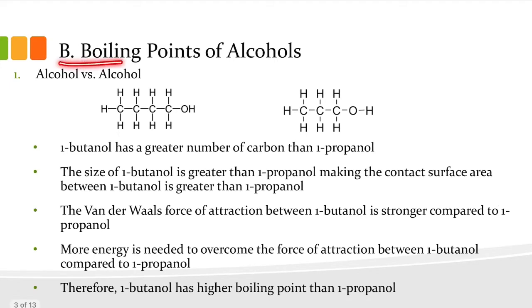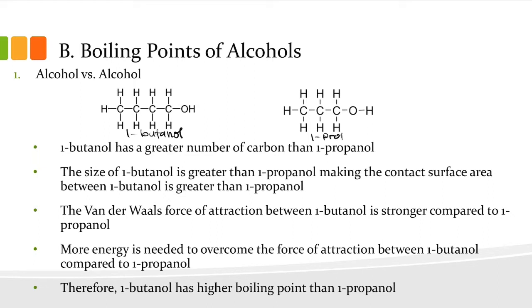The next part, we will be discussing the boiling points of alcohols. For the boiling points of alcohols, I will divide it into 5 different categories. The first category is when alcohol versus alcohol. We have 2 examples here, 1-butanol and 1-propanol.